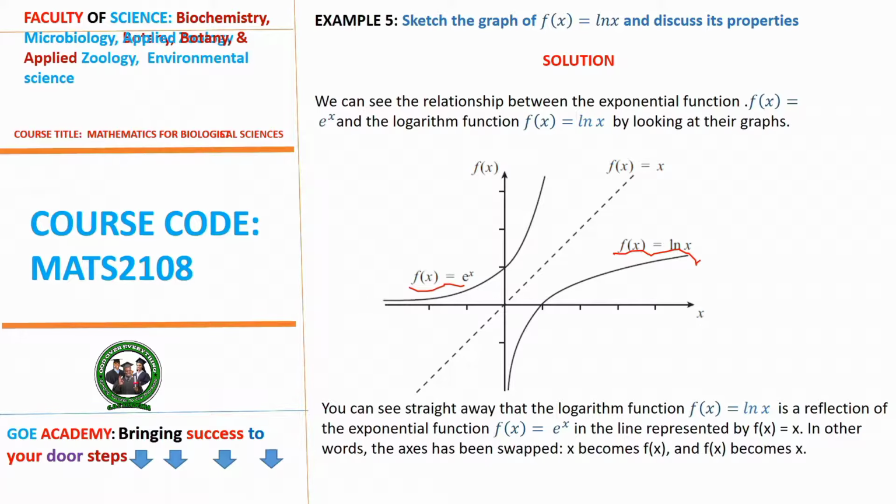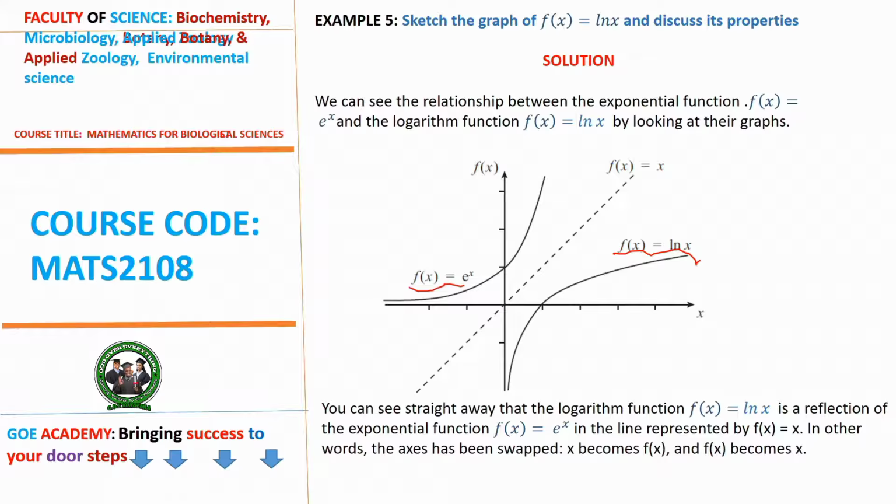So the function e raised to the power x is just a reflection of the function f of x equals ln x, or in other words, we have just swapped the axes, or x has just become f of x and f of x has become x. Simple. I hope we all are good.